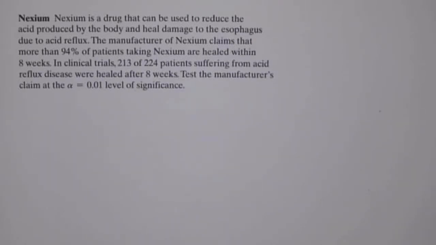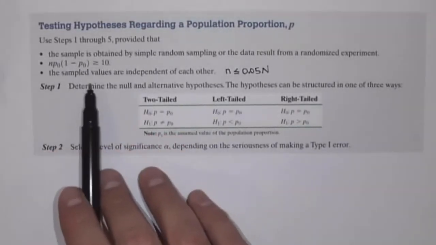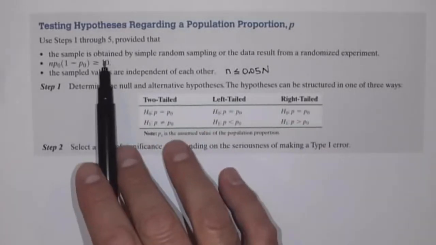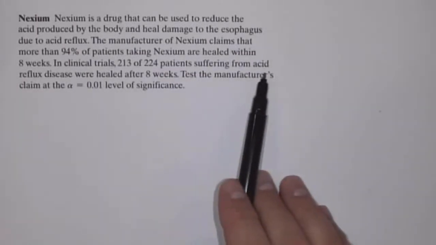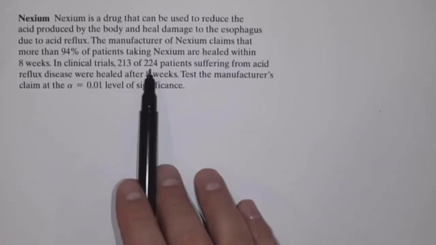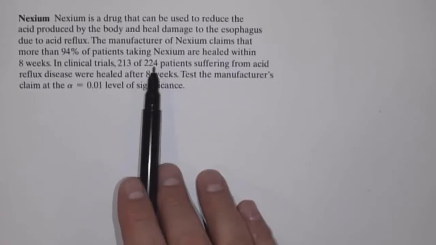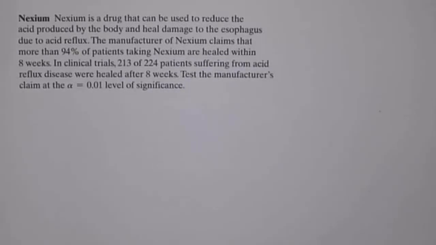So, we're going to follow our process for conducting a hypothesis test. So let's take a look at this. Bringing this back in, first of all, we can use our steps for this process if these conditions are met. So we have to have a sample obtained by simple random sampling. Now, it doesn't specifically say that in this problem, but again, we're dealing with a clinical trial. We have 213 out of 224 patients. I will assume that those 224 patients were randomly selected since it's a clinical trial. So I'm going to give the benefit of the doubt here, even though it doesn't specifically say that in the problem.